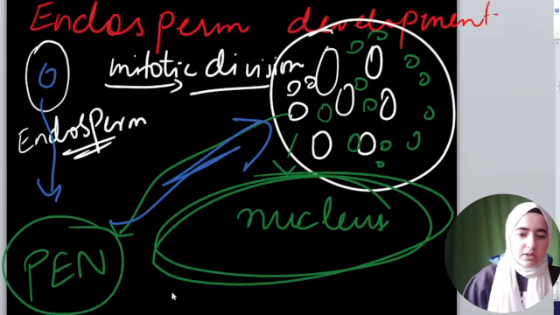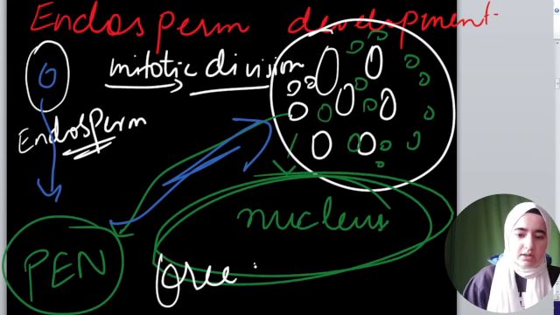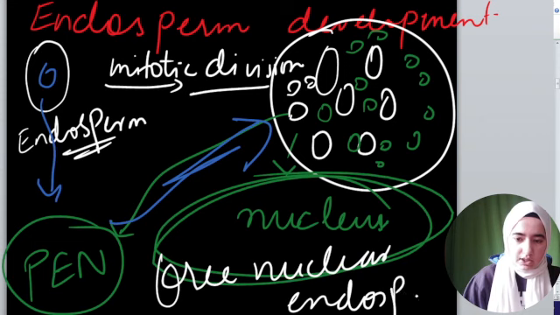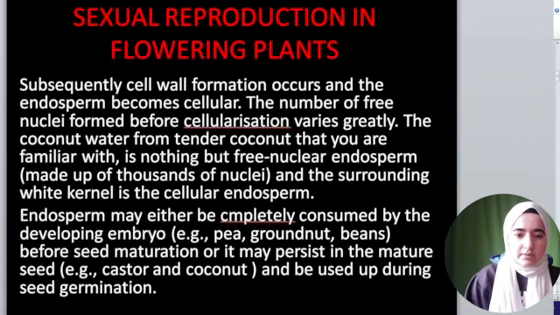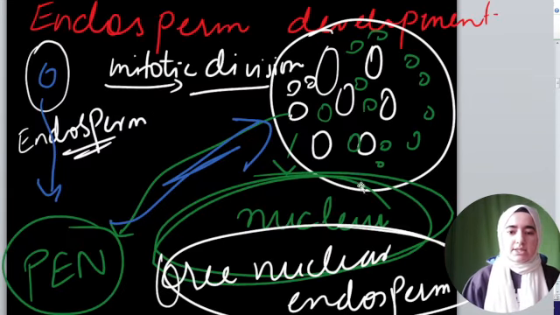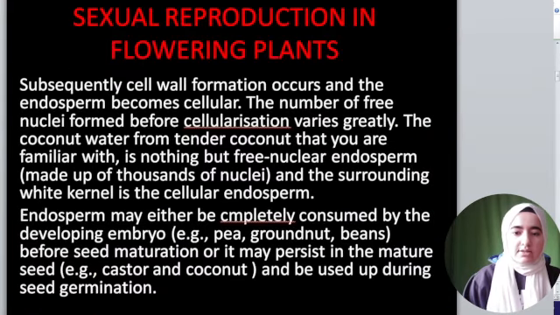This is known as free nuclear endosperm. Okay, I hope this concept of free nuclear endosperm is clear. And since so many nuclei are formed, subsequently cell wall formation will take place.